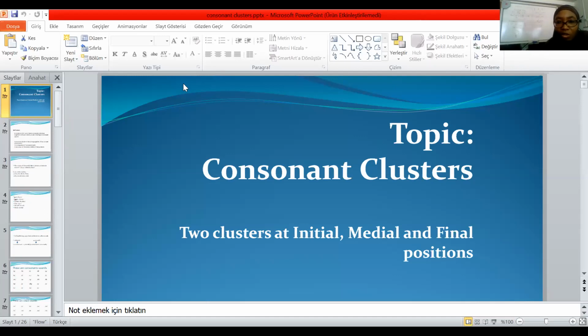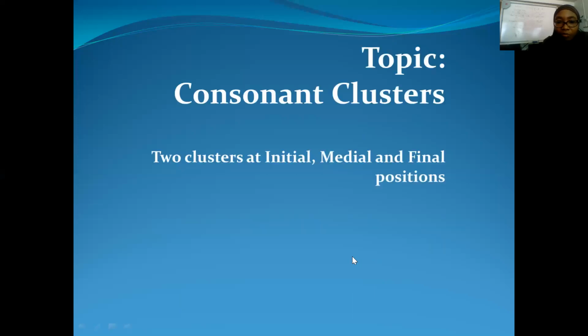Today we'll be looking at consonant clusters, that is, two clusters at initial, medial, and final positions. So I would advise you get your pen and papers and your textbooks, possibly, if you have them. The objective of this lesson is to be able to identify clusters in words, especially two clusters at initial, medial, and final position.